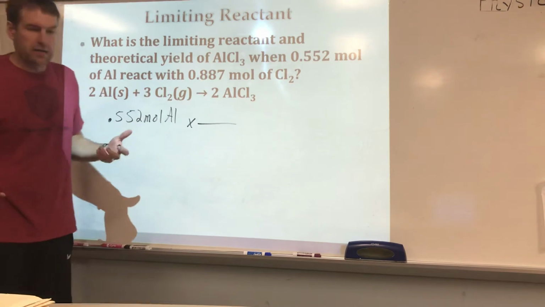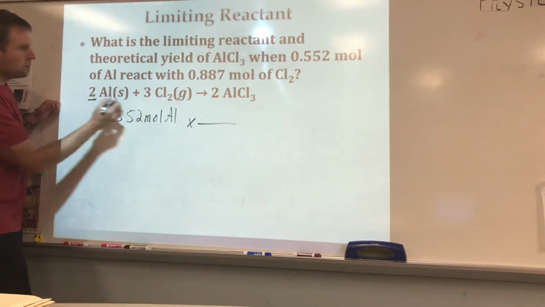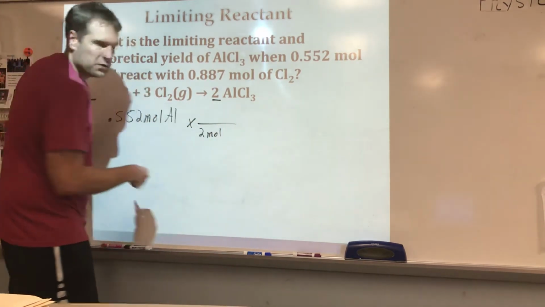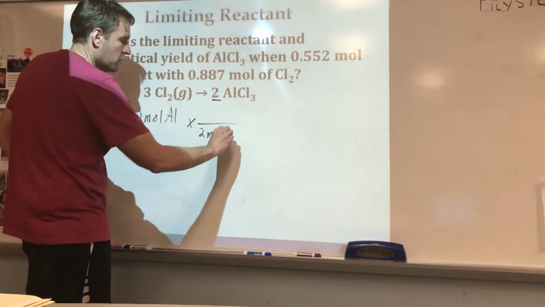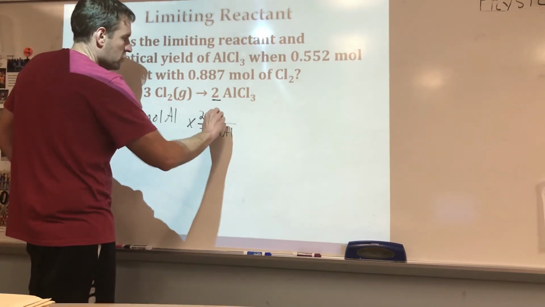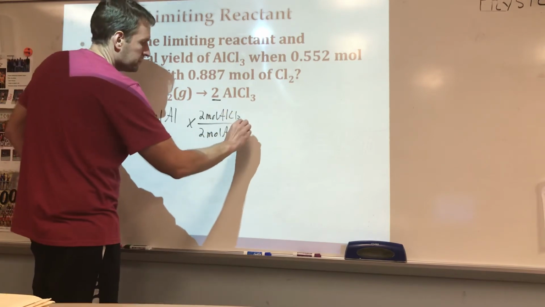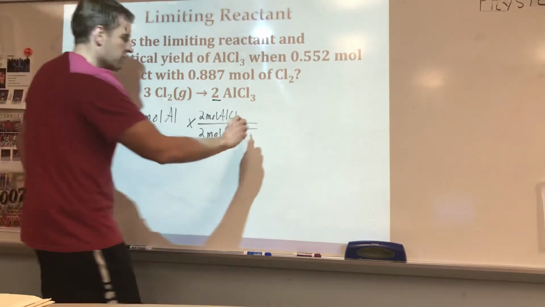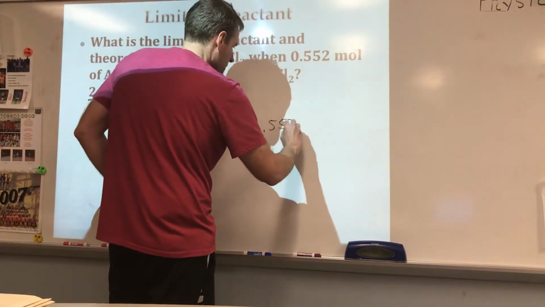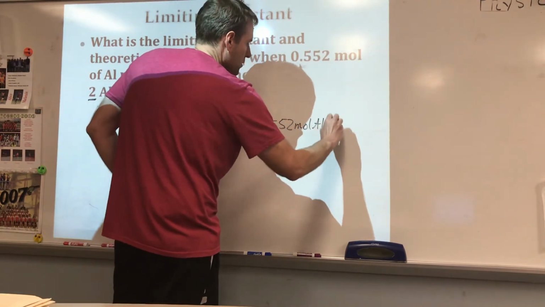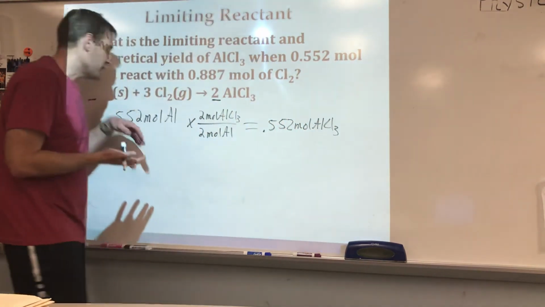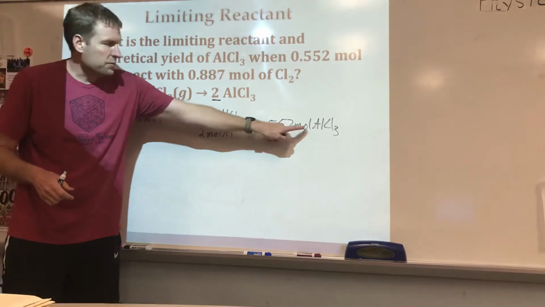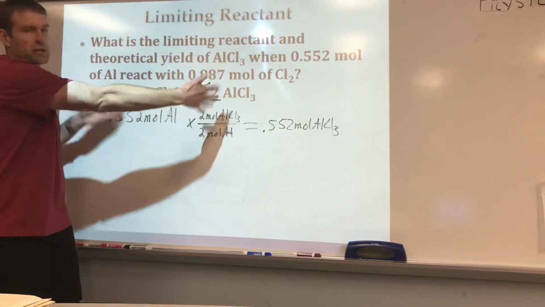The math is going to be pretty easy because the ratio here is 2 to 2. But just to show you how this would work out, because you do have some other problems where it's not going to be 2 to 2. So 2 moles of aluminum, 2 moles of aluminum chloride. And of course, we're going to get the same number, 0.552, but now it's moles of aluminum chloride. So if you have 0.552 moles of aluminum, it would make 0.552 moles of aluminum chloride because the ratio is 2 to 2, which is like 1 to 1 if you were to reduce.